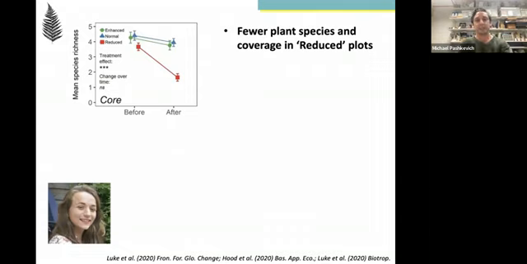Of course, the other thing you could be thinking is that our experiment simply didn't work. So I'm going to present some results on plants done by Sarah Luke, just to show that actually in our reduced treatment, we did lower the number of understory species. And this also applies to coverage.